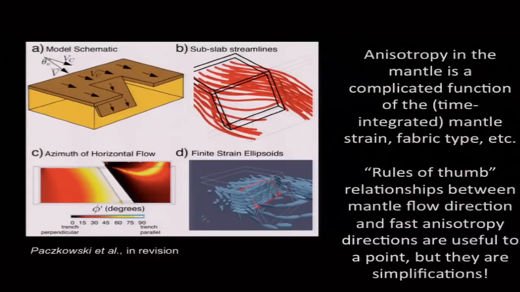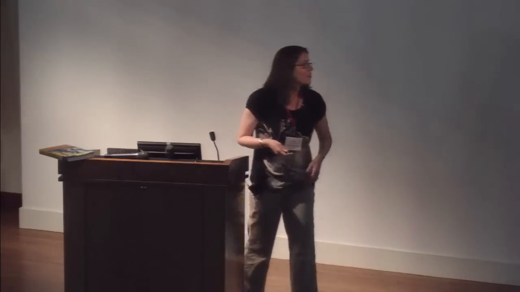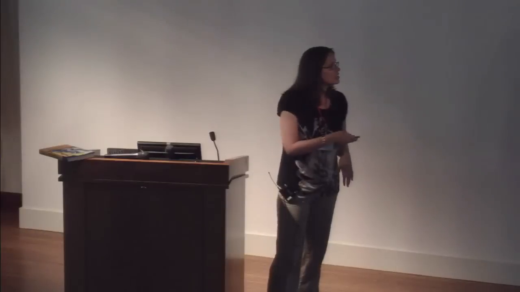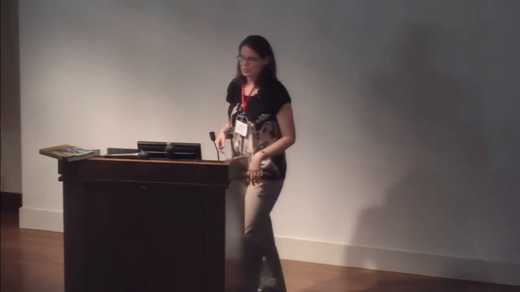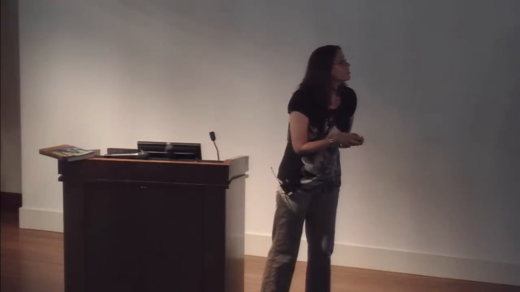This is work by Karen Paskowski, a recent PhD grad at Yale, looking at how mantle flow might behave beneath the subducting slab. You have a velocity field that looks like this, but really what you need to do is look at the evolution of the finite strain field. And finite strain does not equal velocity everywhere. For the very simplest flows, we can make some simplifying assumptions, but it's important to remember that anisotropy in the mantle is a complicated, time-integrated function of the strain that the rock has undergone.